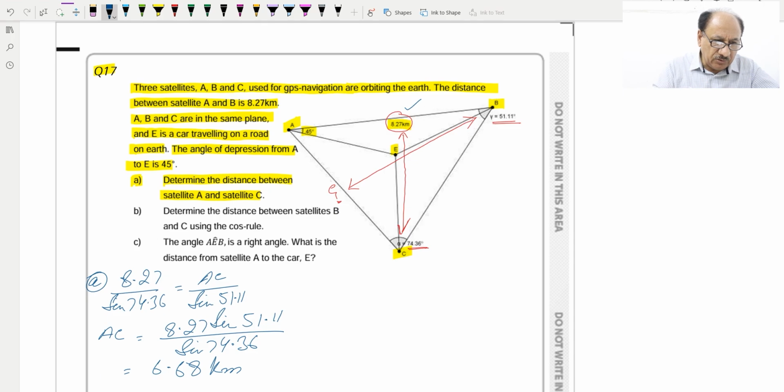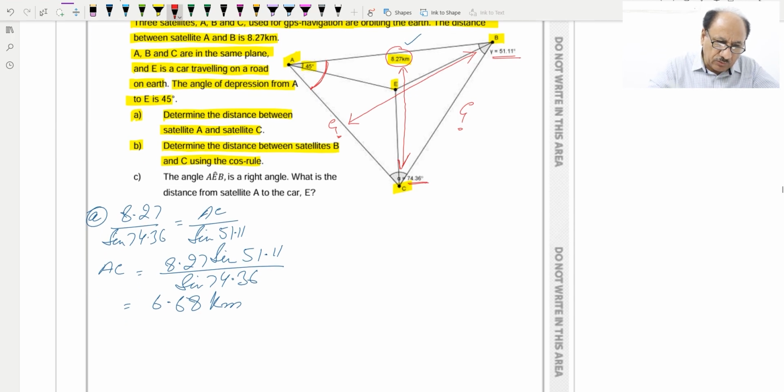Part A is done. Now we can go through part B, and part B says determine the distance between satellite B and C using the cosine rule. So we need to calculate this distance. BC distance is required. We don't have angle A basically. This angle A we can calculate because we have the other two angles. So first we will calculate angle A.